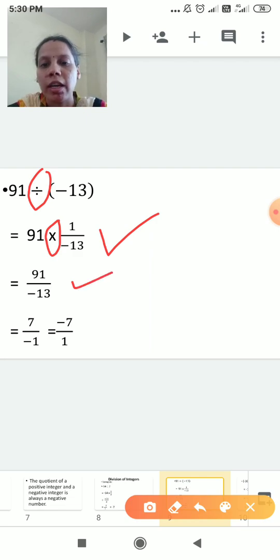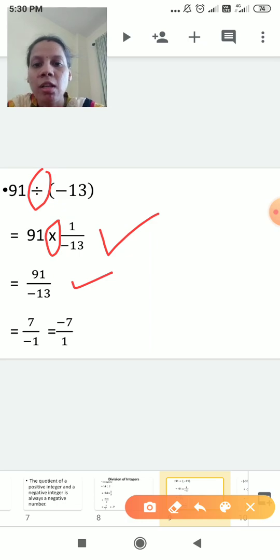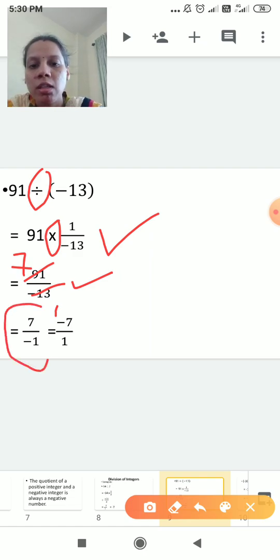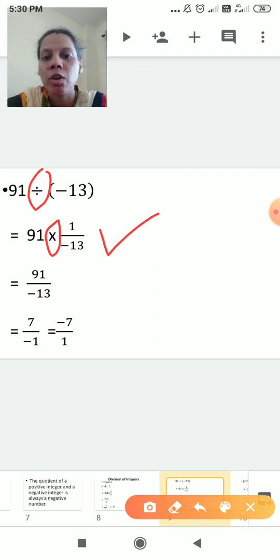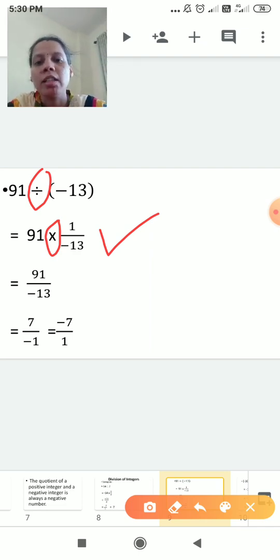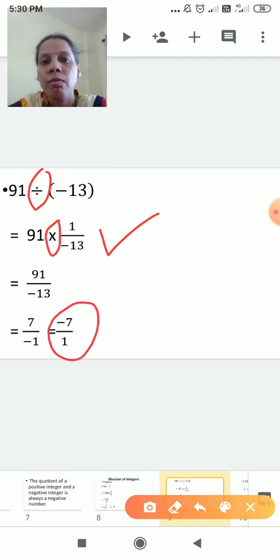So here you can see the second step, 91 upon minus 13. So 13 table, all of you know 13 table: 13 ones are 13, 13 sevens are 91. So what is the answer here? As you can see here, 7 upon minus 1, correct. So when we are dividing 91 by minus 13, we will get 7 upon minus 1, which is equal to, I have written here, minus 7 upon 1.